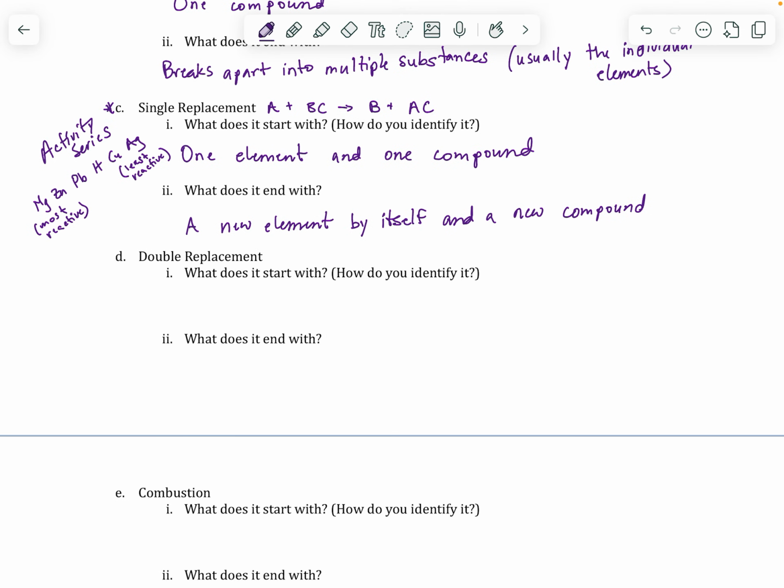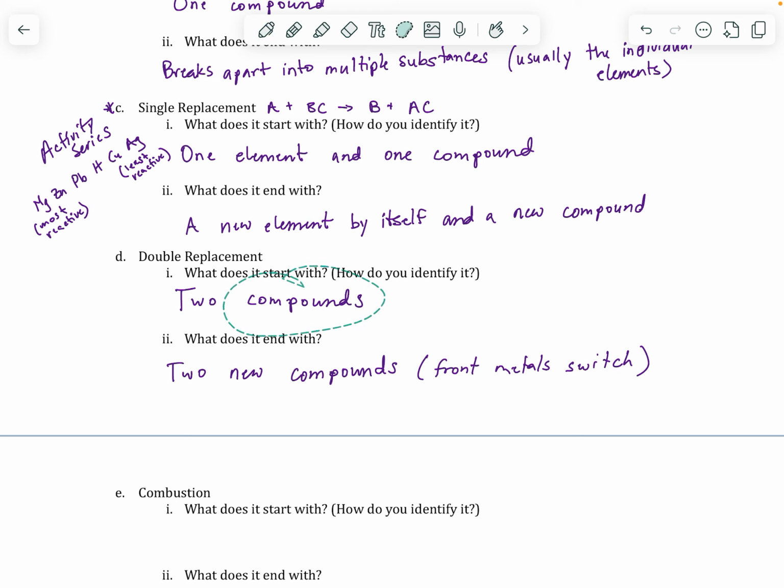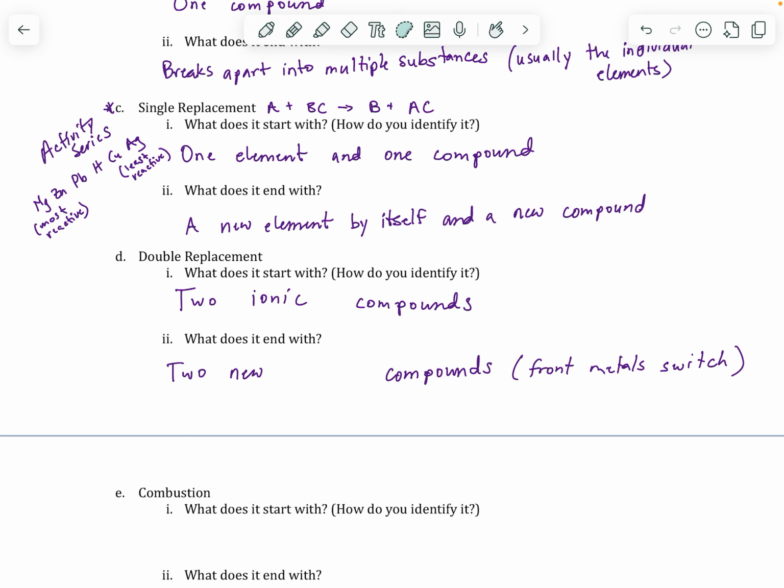Double replacement, again, going on the replacement theme here, we start with two compounds, and we end with two new compounds, and that's because the front metals switch, because these are always going to be ionic compounds. So we can always say two ionic compounds create two new ionic compounds. Of course, front metals or NH4, which is ammonium, that acts like a metal with a positive 1 cation charge. Those are the ones that are going to be doing the switching.